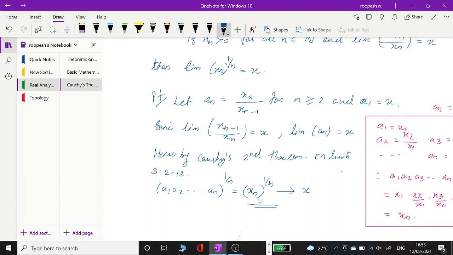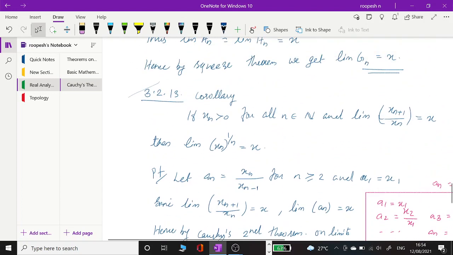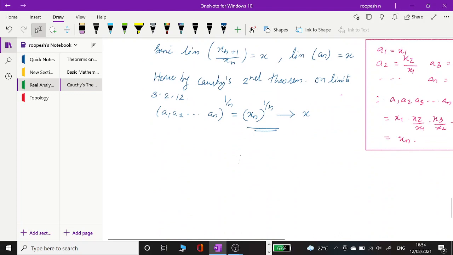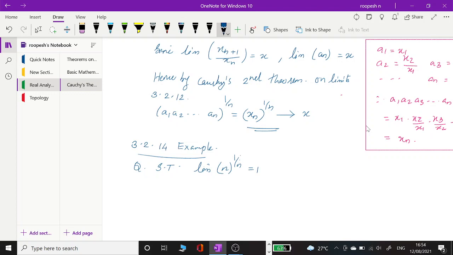So what have you proved? You have proved now that xn raised to 1 by n also converges to x. Now we are having an example, 3.2.14 example. Show that the limit of n raised to 1 by n equal to 1.